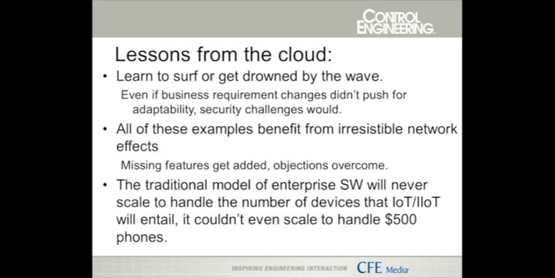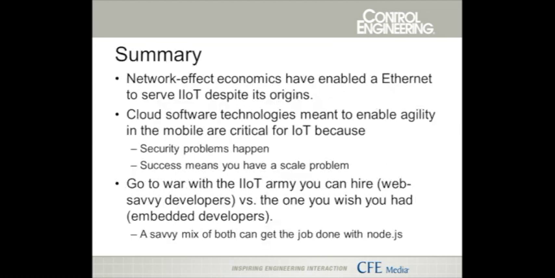All of the examples that I have given you today benefit from irresistible network effects. If there's a missing feature, it'll get added. If there's some objection to be overcome, the investment will be there. And the traditional model of enterprise software from the 1990s is never going to scale to handle the number and kinds of devices that you guys are talking about having in industry. It couldn't even scale to handle the $500 phones that are out there. All this cloud technology was invented in the transition from PC computing to mobile and cloud computing.